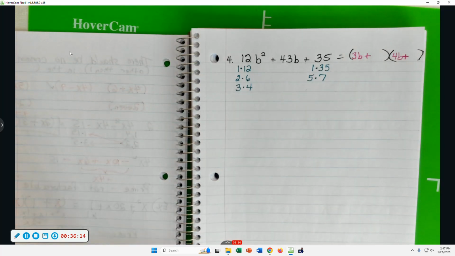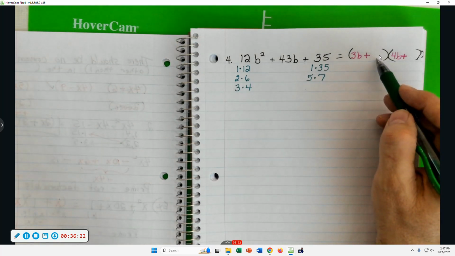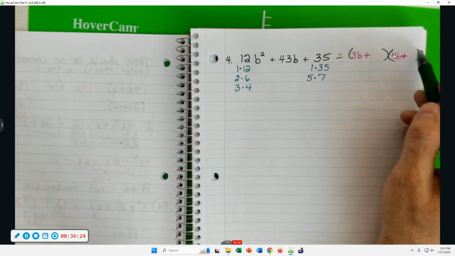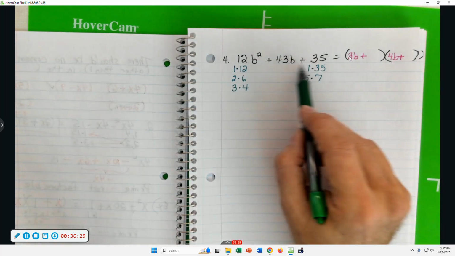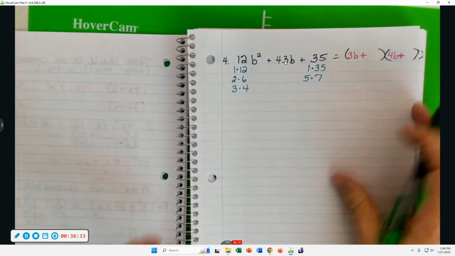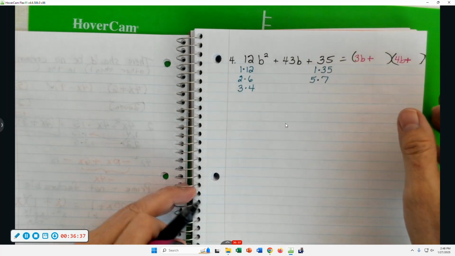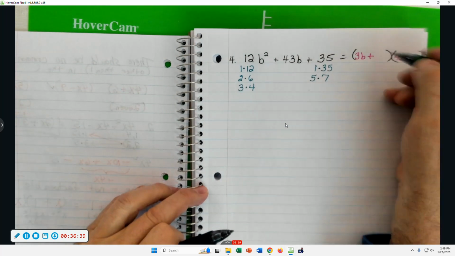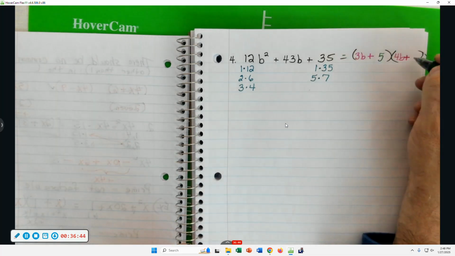Here's my thoughts. I don't think we can use 1 times 35, because if we put a 35 here or here, when we start FOILing out 35 times 4, aren't we getting a number a lot bigger than 43? 3 times 35, we're getting too big for 43. So I don't think 1 and 35 can work. So the only other option, try 5 and 7. Put the 5 there and the 7 here, the 5 here and the 7 there.